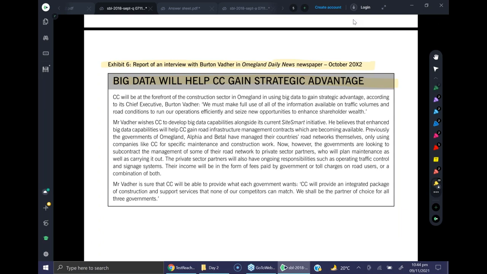CC will be at the forefront of the construction sector in Omagland in using big data to gain strategic advantage, according to its chief executive. Burton says we must make full use of the information available on traffic volumes and road conditions to run our operations efficiently and seize new opportunities to enhance shareholders' wealth. Mr. Vader wishes CC to develop big data capabilities alongside its current Site Smart initiative. He believes that enhanced big data capabilities will help CC gain road infrastructure management contracts which are becoming available.